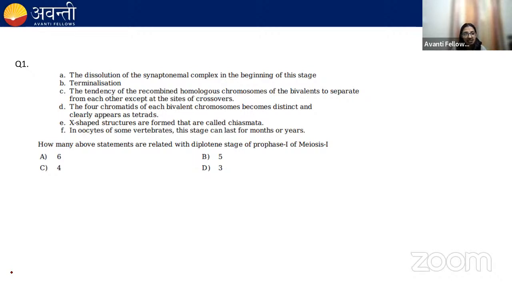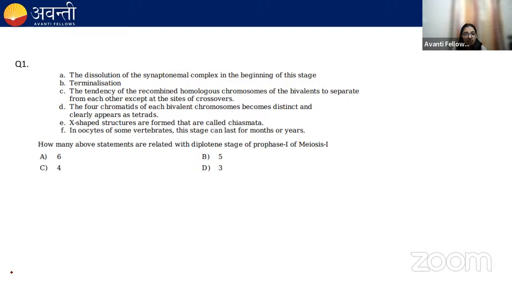The 6 statements are given. A says the dissolution of the synaptonemal complex in the beginning of this stage. B is terminalization. C is the tendency of the recombined homologous chromosomes of the bivalents to separate from each other except at the site of crossover. D, the 4 chromatids of each bivalent chromosome become distinct and clearly appear as a tetrad.